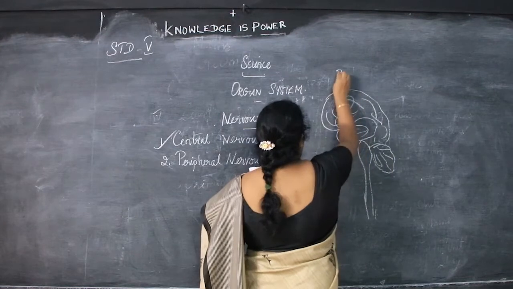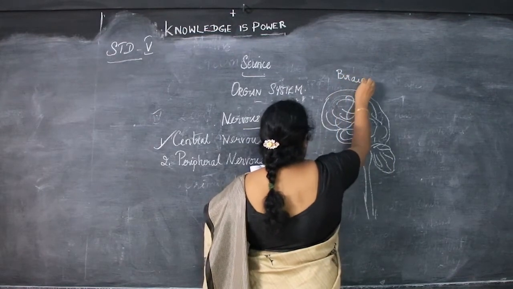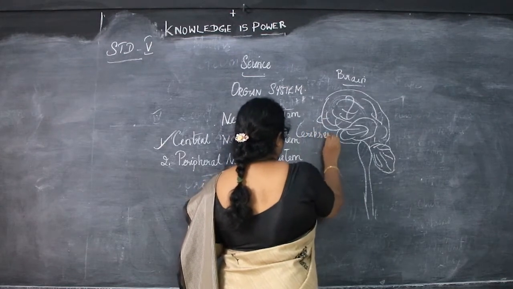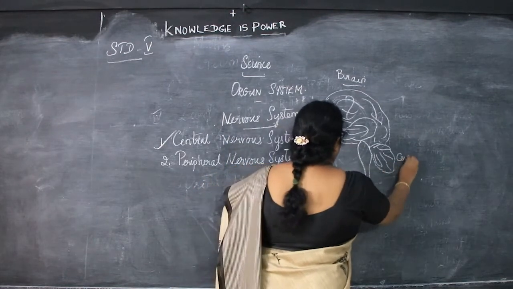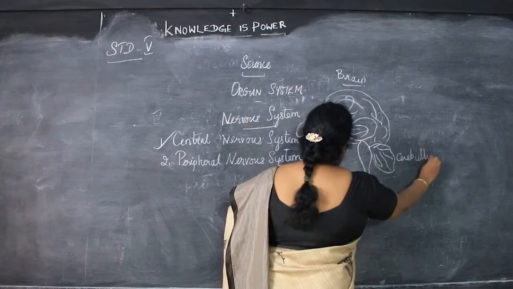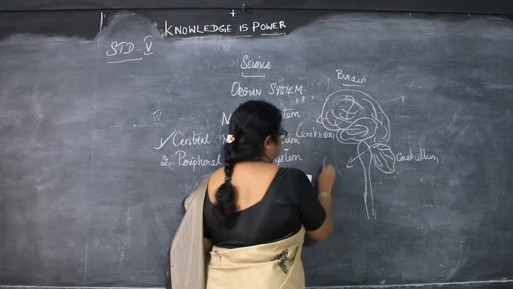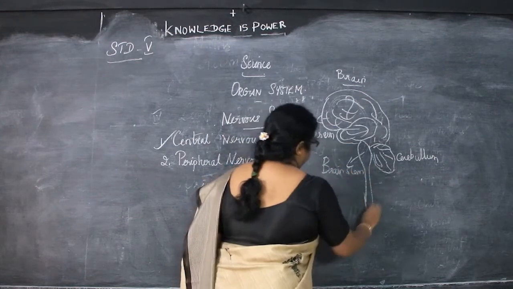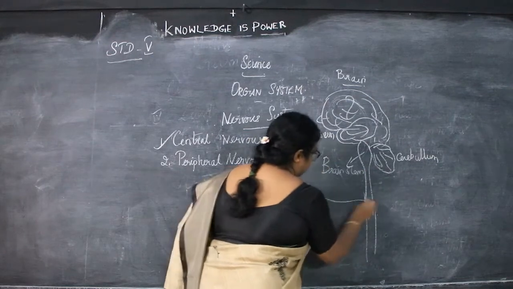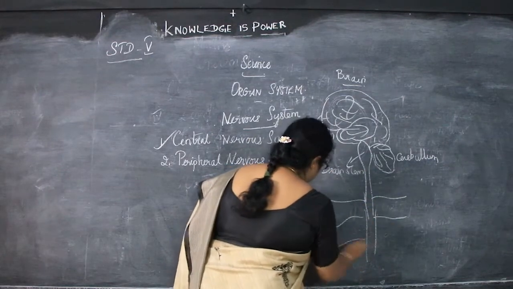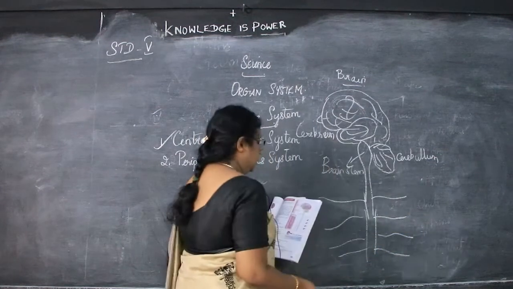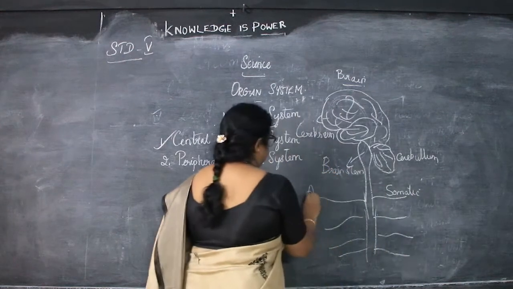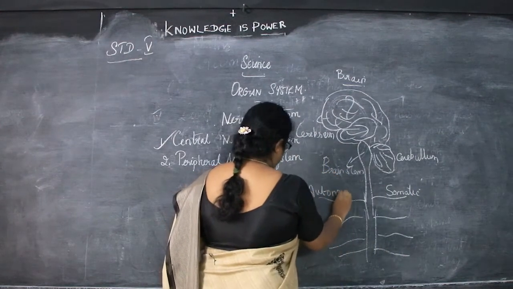So this is a brain, this is a cerebrum, this is a cerebellum, this is a brain stem, and from this come the nerves. So there are somatic nerves and autonomic nerves.